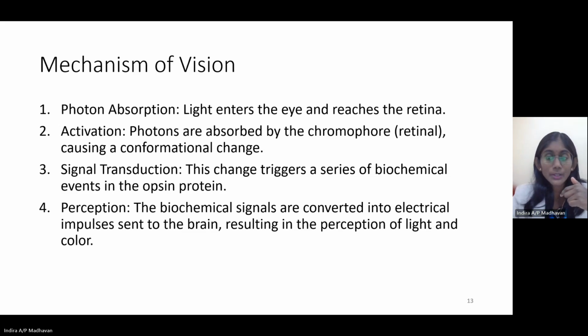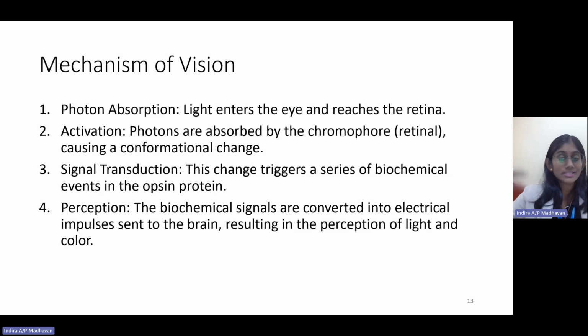chromophore, the first structure in the cones. Then it causes some changes to happen in the cone, which will induce the opsin. This signal transduction change triggers a series of biochemical events in the opsin. So once the light enters and falls on the retina, there is absorption of light through the chromophore, the structure in the cone, and then it will activate the cone.